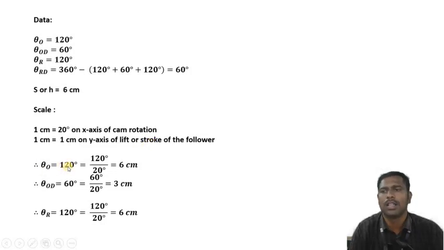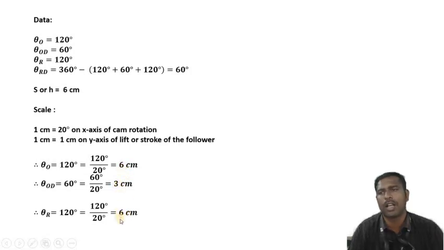stroke length. Then the outstroke is taken as 120 degree, that is divided by 20 degree, giving the particular length as 6 centimeter. The outstroke dwell is 60 degree, that is 60 by 20, that is 3 centimeter, and the return stroke is taken as 120 degree, again 6 centimeter. So the total values are 6, 3 and 6, and the remaining dwell should be marked in the displacement diagram.